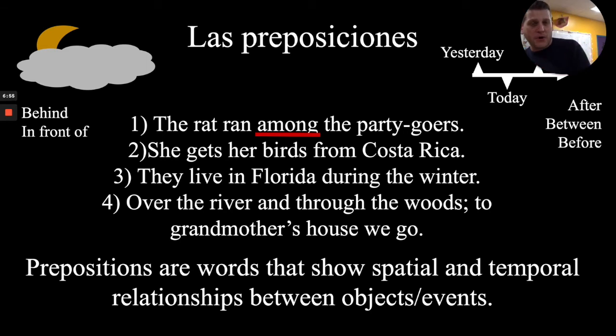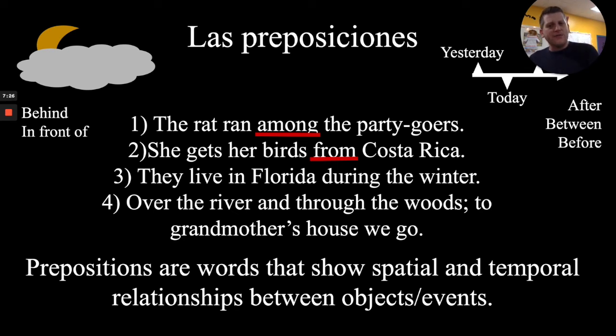He's among the partygoers. Number two, she gets her birds from Costa Rica. Well, think about the relationship between the birds and Costa Rica. The birds originated in Costa Rica, but they are no longer there. They have come from there, which tells us that the birds are outside of Costa Rica. They came from there, they're outside. So the preposition in this example is from.